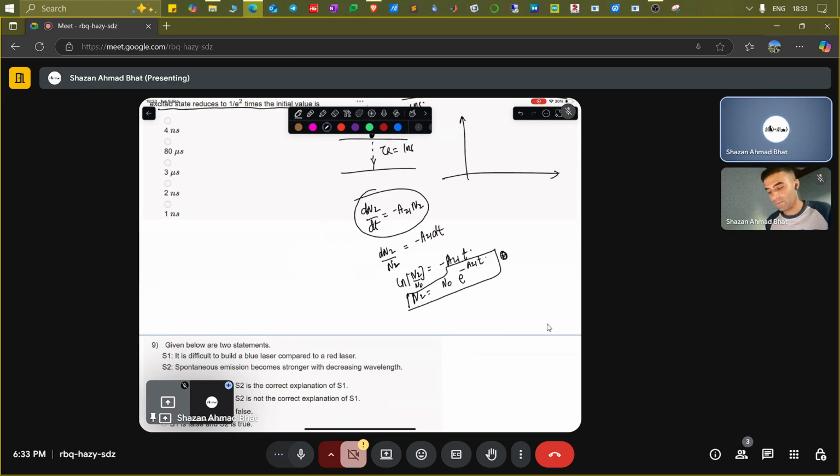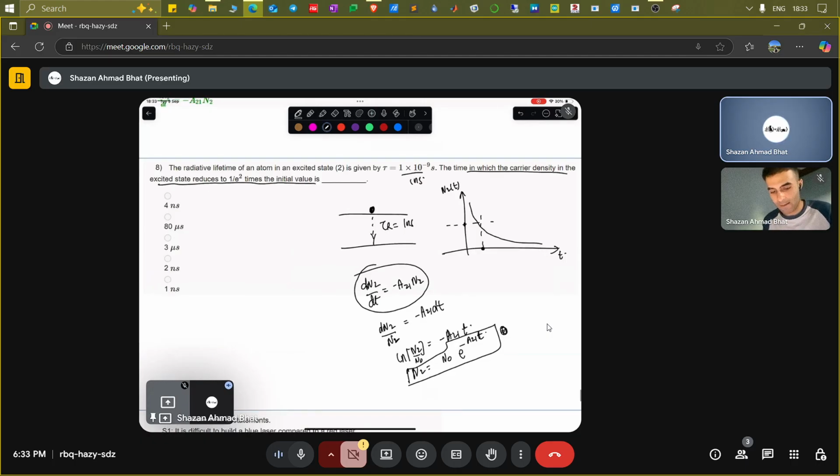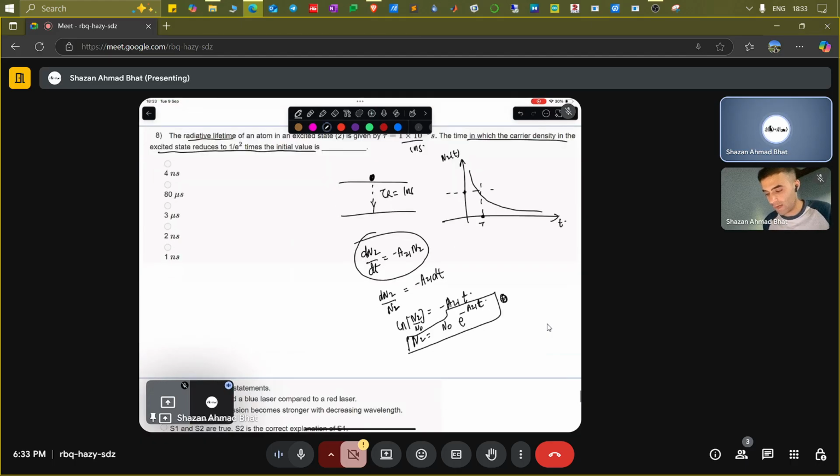That means there's an exponential dependence on the time. So it's almost like this. This is n2 of t, this is t. At the radiative lifetime, which is the tau r value, the concentration falls to 1 by e value. And it is also talking about what happens at 1 by e square, which will be lower than this. So the time in which the excited state carrier density reduces to 1 by e square, we need to find this time tau.